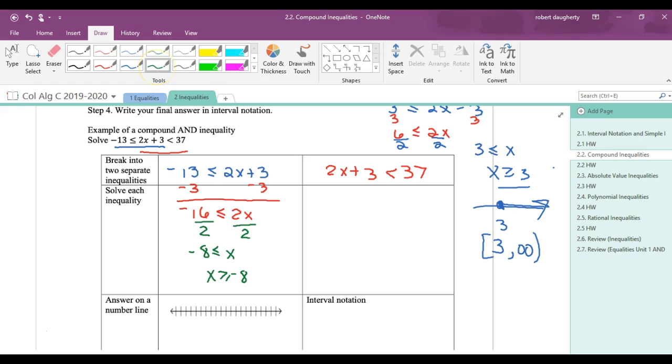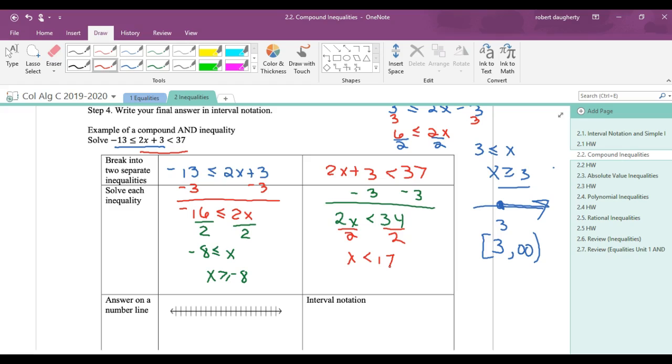The one over here, I would do what? Subtract 3 from both sides. And I get 2x is less than 34. And then I divide by 2. Do I change the inequality? No, that's only when I multiply or divide by a negative. x is less than 17.